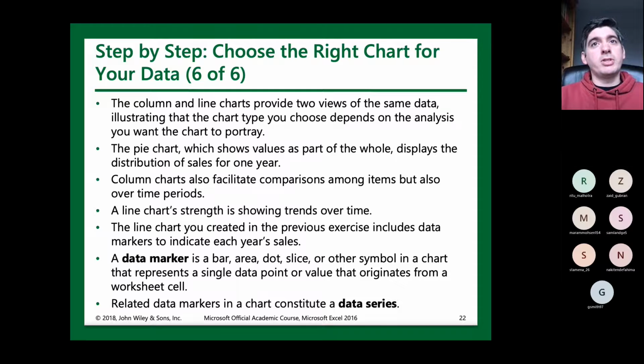The line chart you created in the previous exercise includes data markers to indicate each year's sales. So a data marker is a bar, area, dot, slice, or other symbol in a chart that represents a single data point or value that originates from a worksheet cell. So related data markers in a chart constitute a data series. So we've got lots of different markers over time or over different variables or things as they change, then that's a data series.